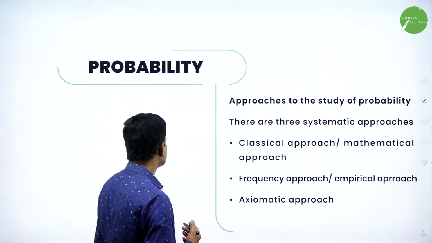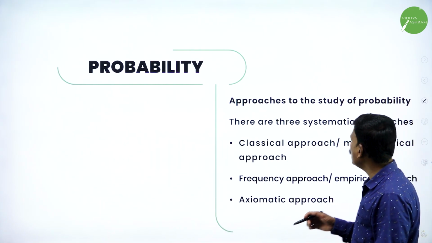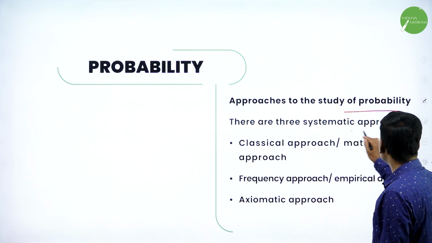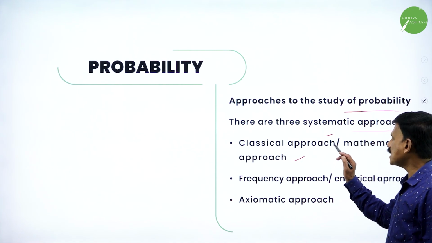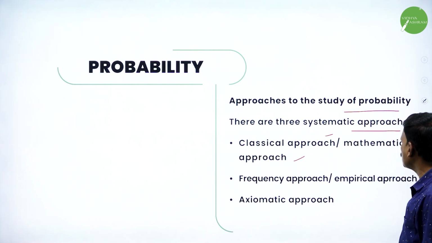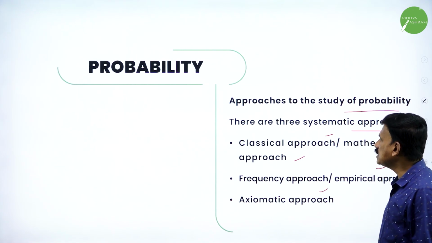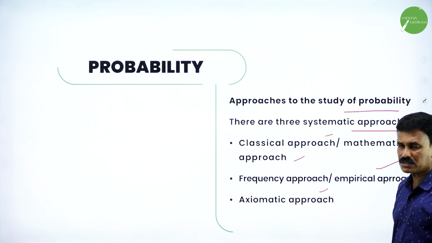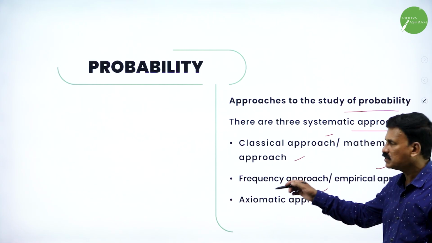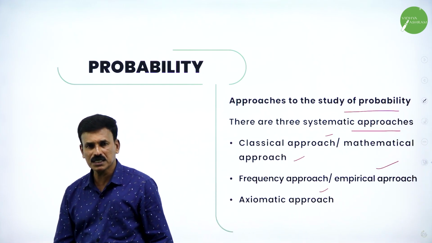Right. Now, next, approaches to the study. Now let us approach the study of probability based on the following definitions. There are 3 systematic approaches. What are they? First one is the classical approach, that is called mathematical approach, the second is the frequency approach, that is called the empirical approach, and the third one is the axiomatic approach. So there are 3 systems of approaches of probability: classical approach or mathematical definition, frequency approach or empirical definition, or axiomatic approach or axiomatic definition.